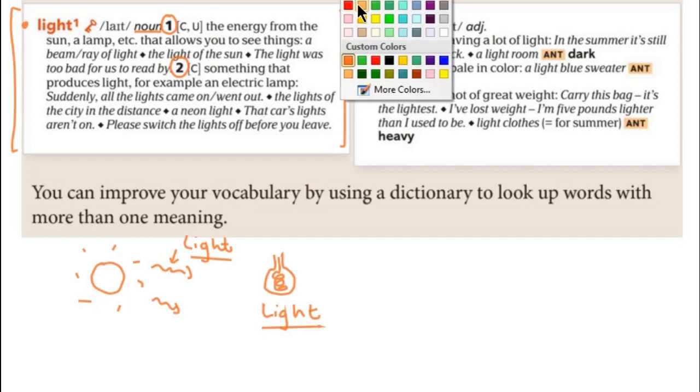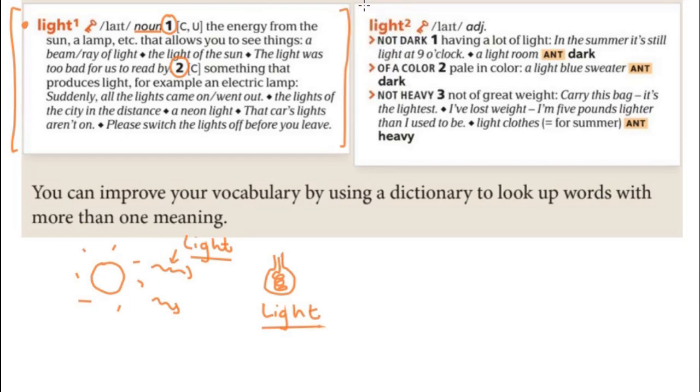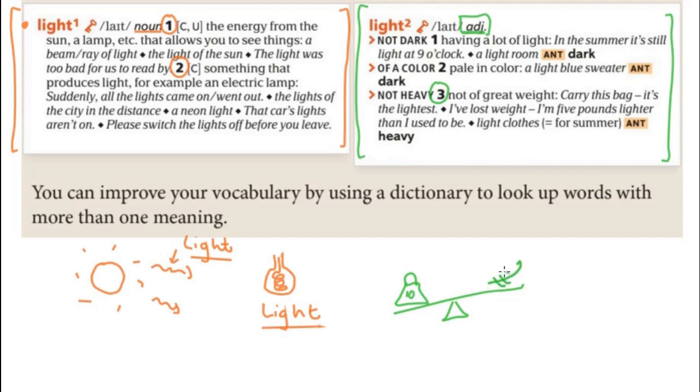But if you were to look at the next entry in the dictionary, so this is a separate entry, it's given us the meaning of light, three different meanings, but not the noun. It's given us the meaning of the adjective. So you have three meanings of the adjective light. So the third meaning, let's start with the third meaning, not of great weight. So let's say you have a scale here, and you have 10 kilograms here, and you have a feather. This is a feather. The feather is light.